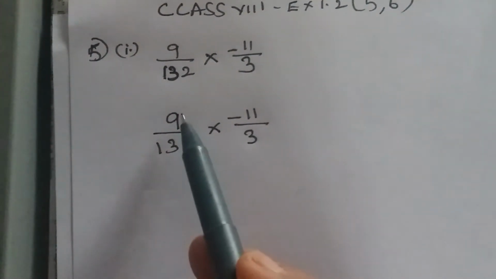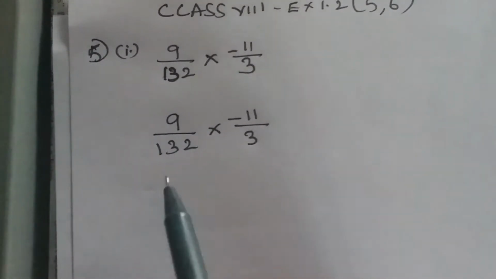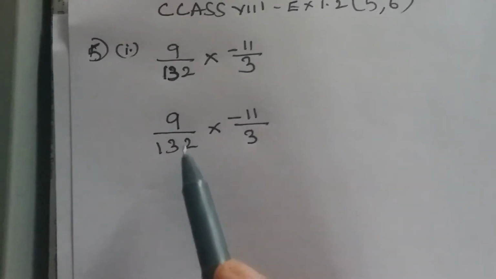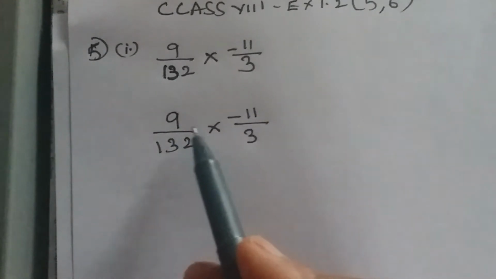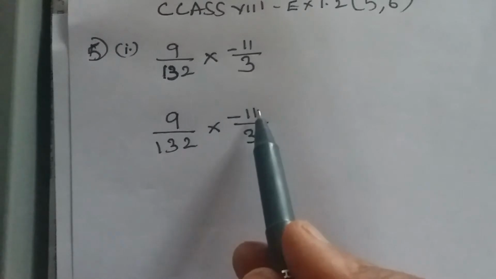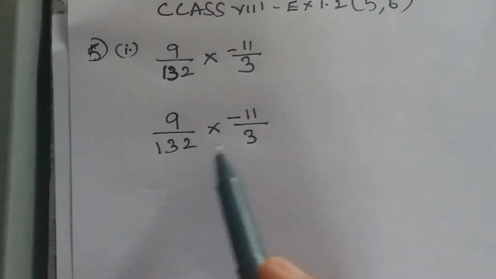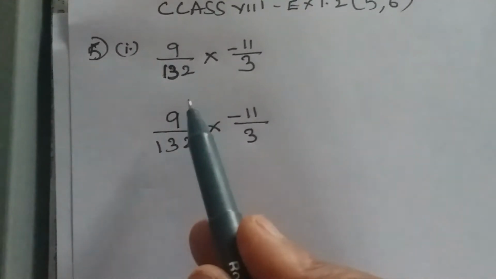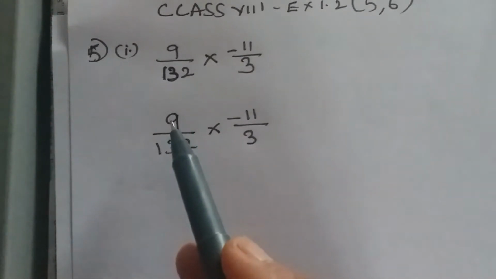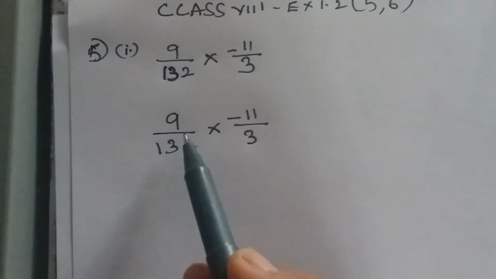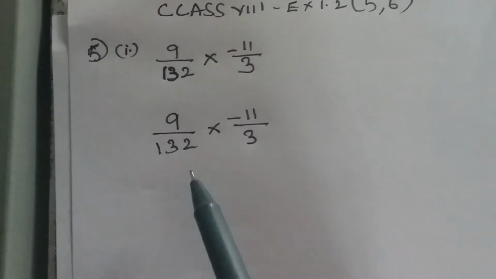Now check whether the numerator and denominator have any common factor, meaning both come in any of the same table. What are we going to do after finding the common factor? We are going to cancel. What is the meaning of cancelling? Cancelling means dividing. The meaning of multiplication is to multiply both the numerators and multiply both the denominators. But if we do that, 9 into 11 and 132 into 3, the numbers are quite big. If you cancel, the numbers become smaller. That is the meaning of writing the rational numbers in simplest form. So it is easy for us to multiply.